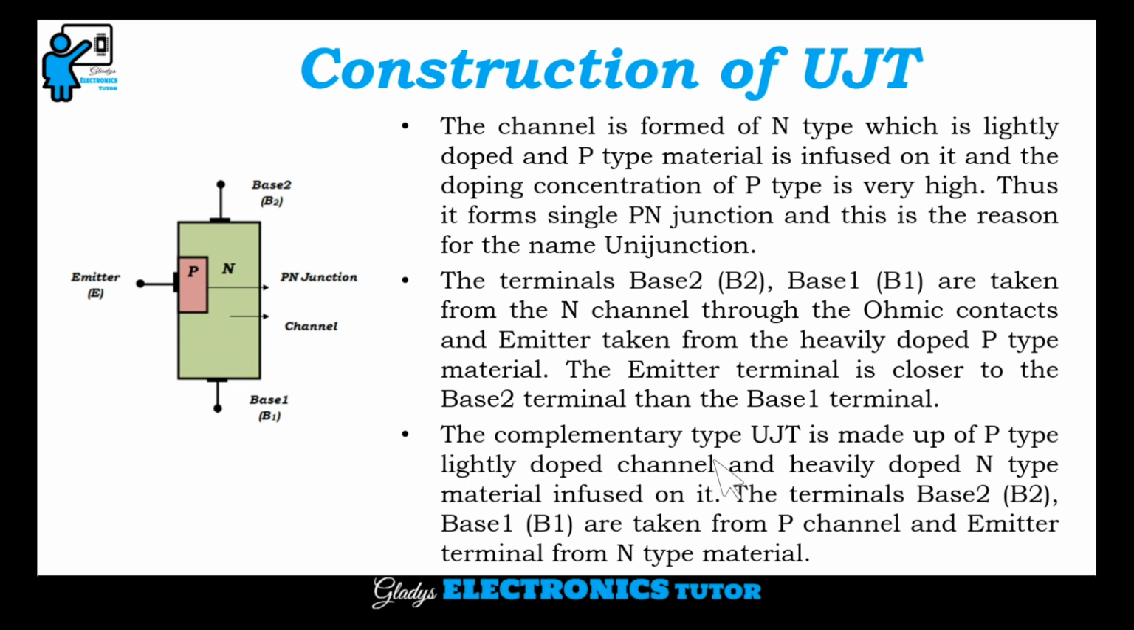The complementary type UJT is made up of a P-type lightly doped channel and heavily doped N-type material infused on it. The terminals base 2 and base 1 are taken from the P channel and the emitter terminal from the N-type material.